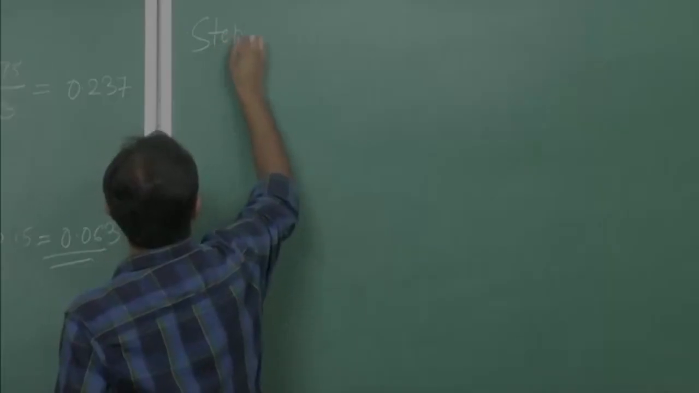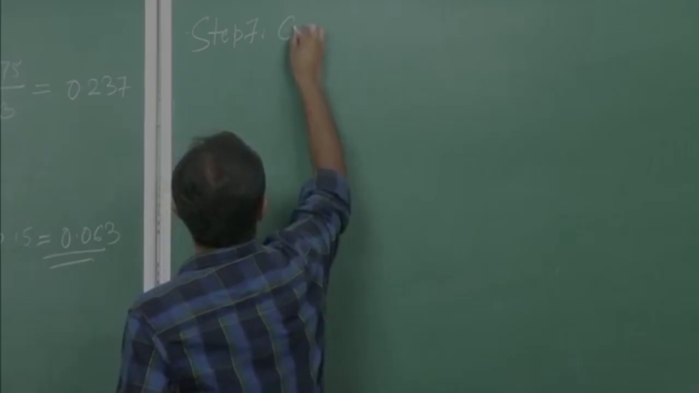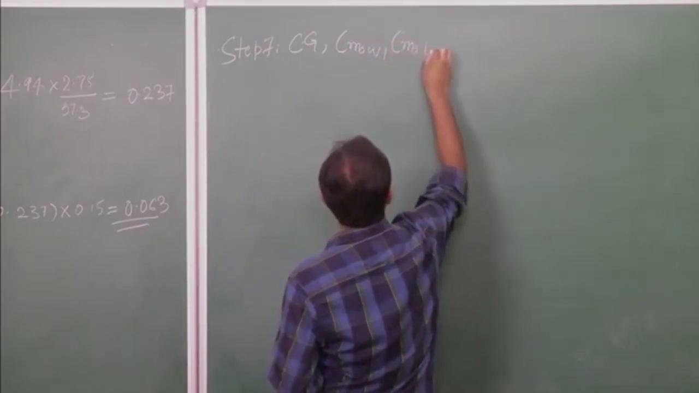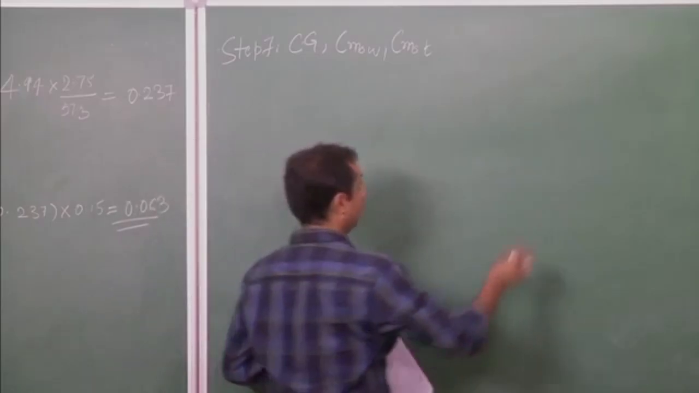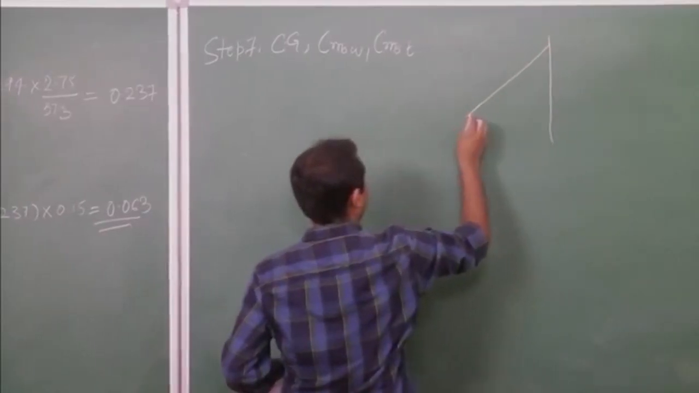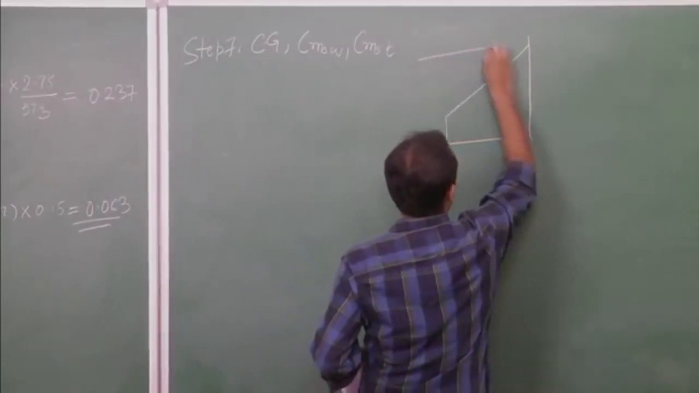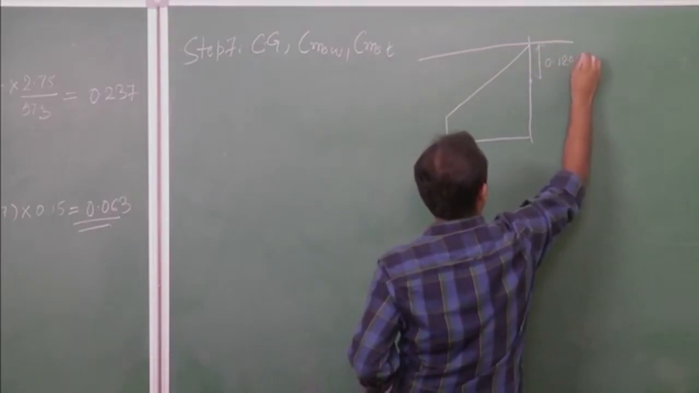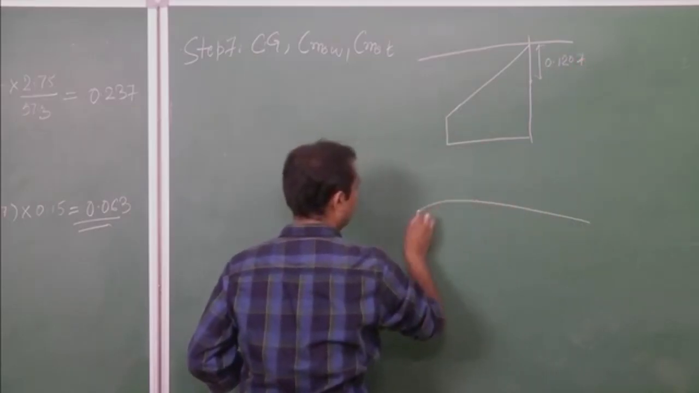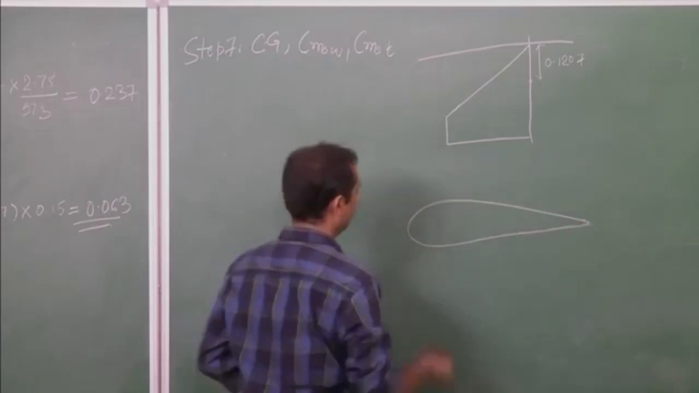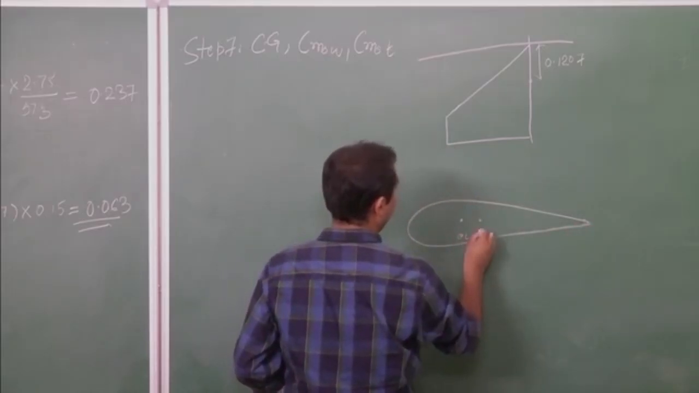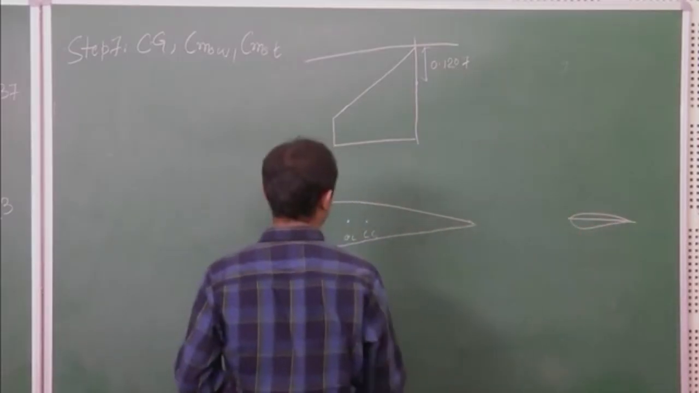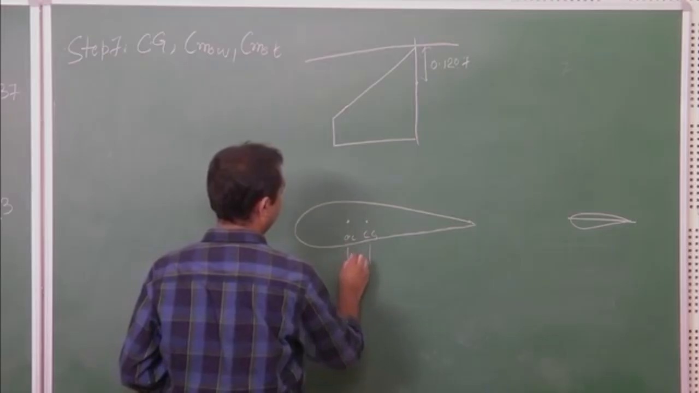Now step 7: CG, Cm naught of wing, Cm naught of tail. Earlier we derived the position of the aerodynamic center with respect to the wing horizontal line. This was your horizontal line, and we derived this as 0.1207. As we have already seen in the previous lecture, in order to have static stability, your CG should be behind the AC. This is your tail. Your CG should be behind the AC.